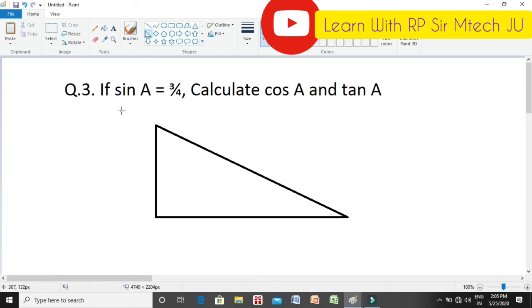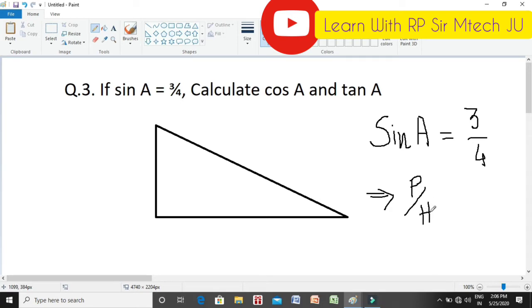You are given sine A equals 3 by 4. Now, what do you mean by sine A? Sine theta means perpendicular by hypotenuse, right? So sine theta or sine A is given as 3 by 4. That is the question. So I can say perpendicular by the hypotenuse is also given as 3 by 4. That is what it means, right?